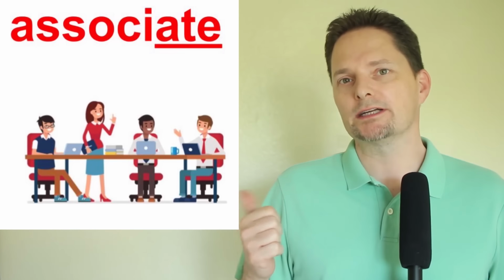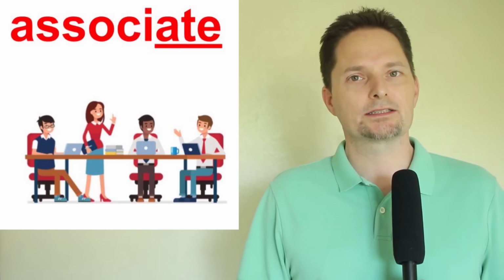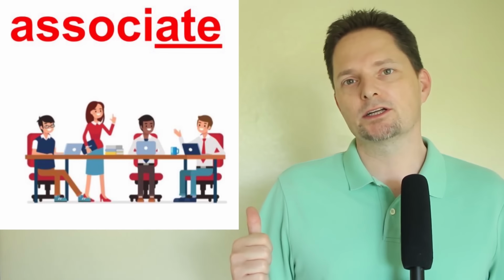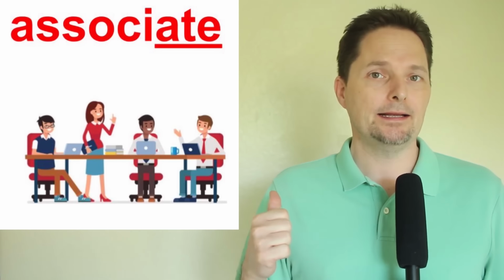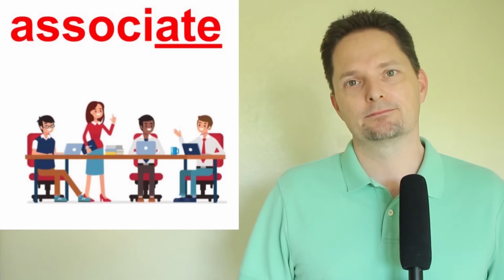Example, the associates are having a meeting. The associates are having a meeting in the meeting room. Example, she's an associate. And he is an associate. So together, they are associates. The associates are having a meeting.